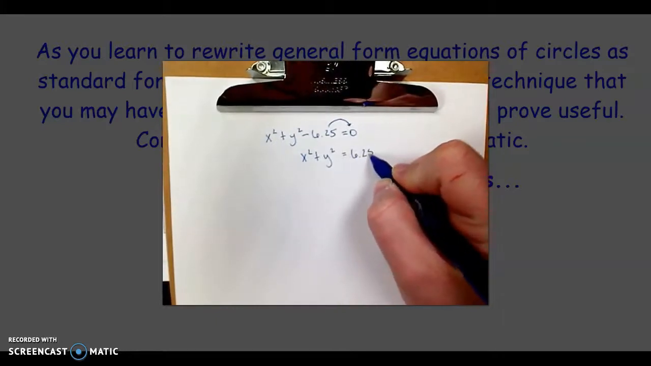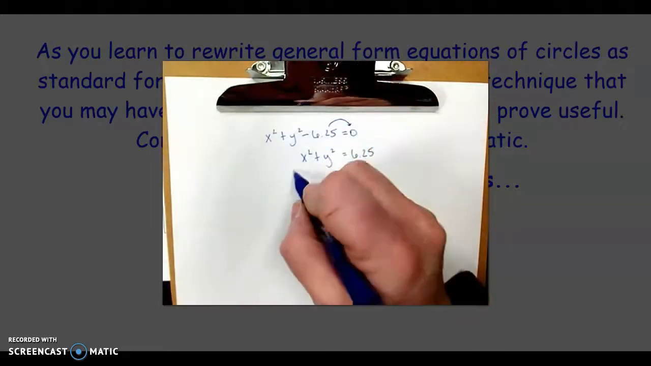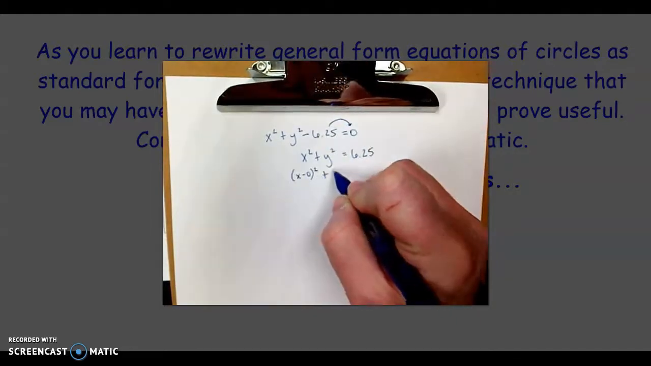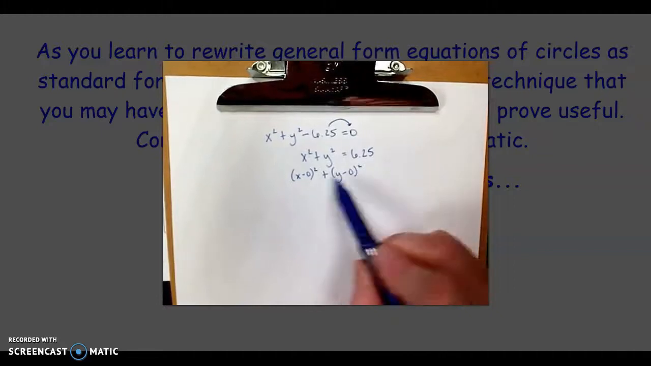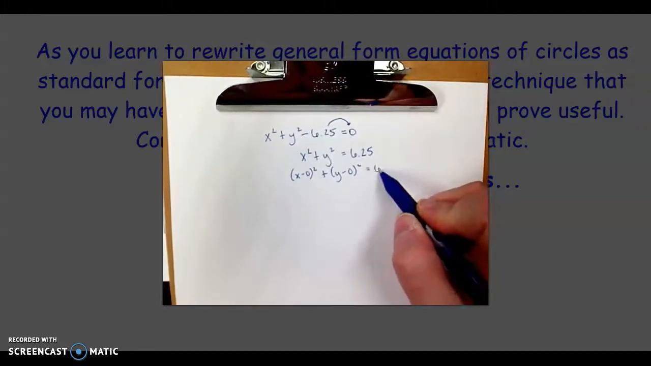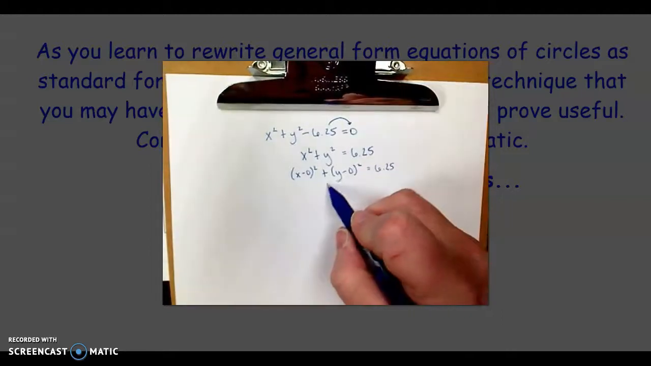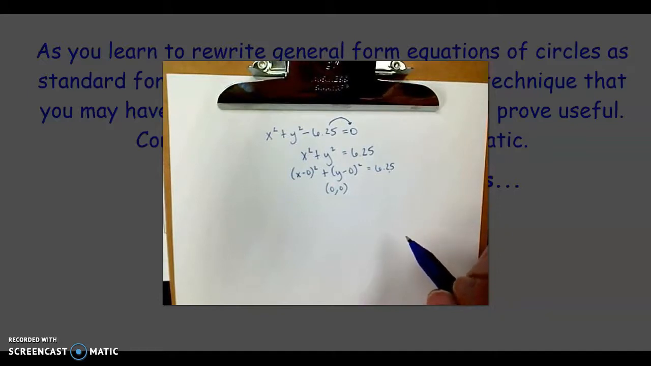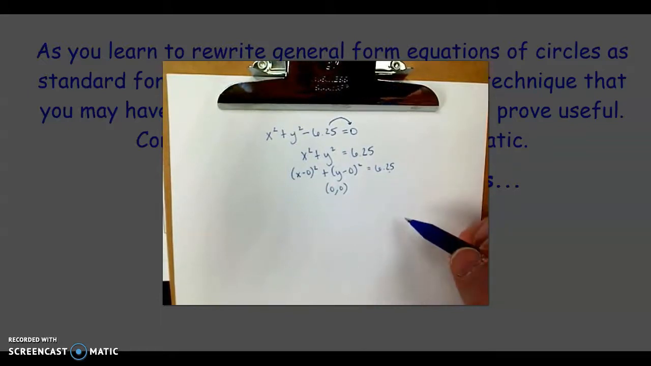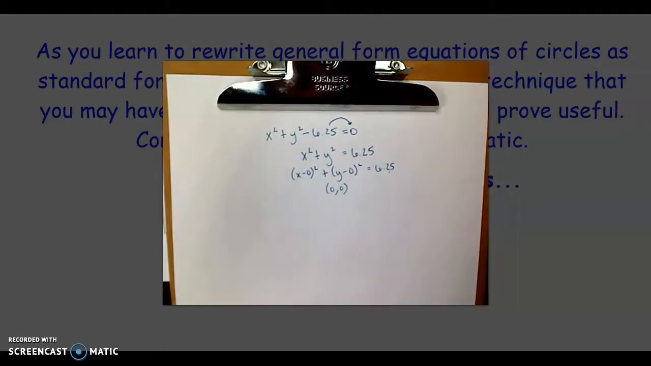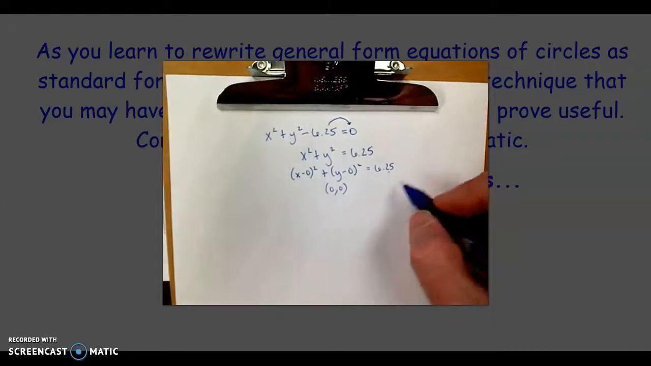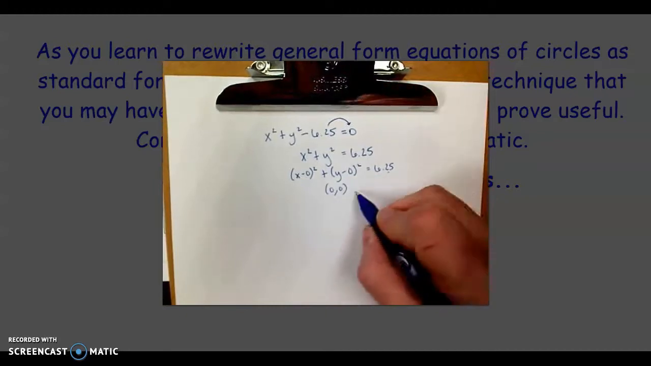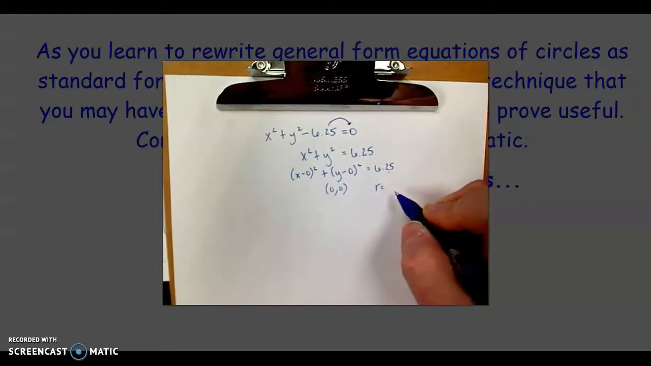All we can do is just bring the 6.25 to the other side, and we already have this in our standard form. Because remember, when you have x squared plus y squared, that's the same thing as x minus 0 squared plus y minus 0 squared. So if you don't have the x and y term, that just tells you that your center is the origin. Your radius squared is the 6.25. So if you take the square root of 6.25, then you find your radius. So 625 is a perfect square, and so 6.25 is as well. So the square root of 625 is 25. So the square root of 6.25 is 2.5.